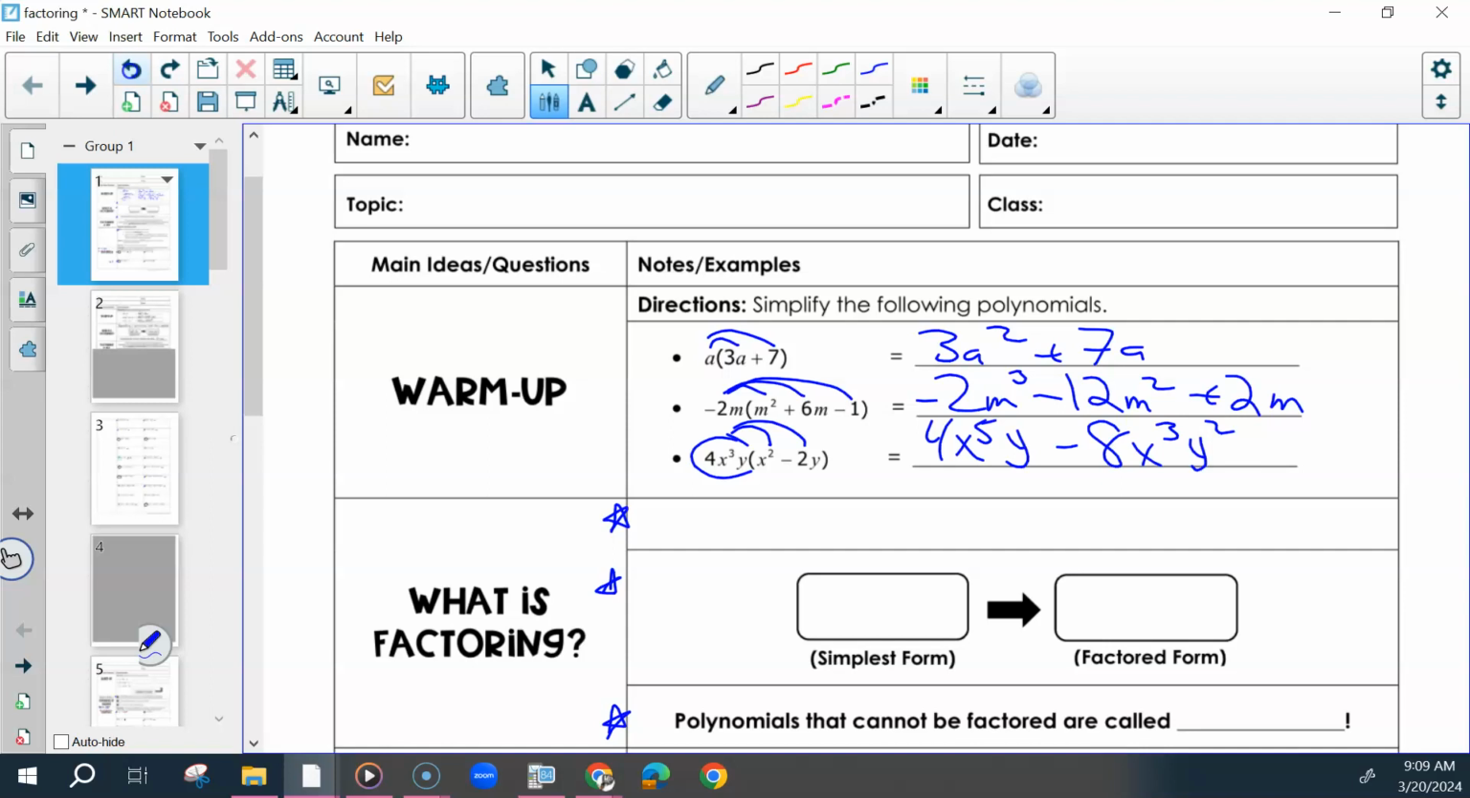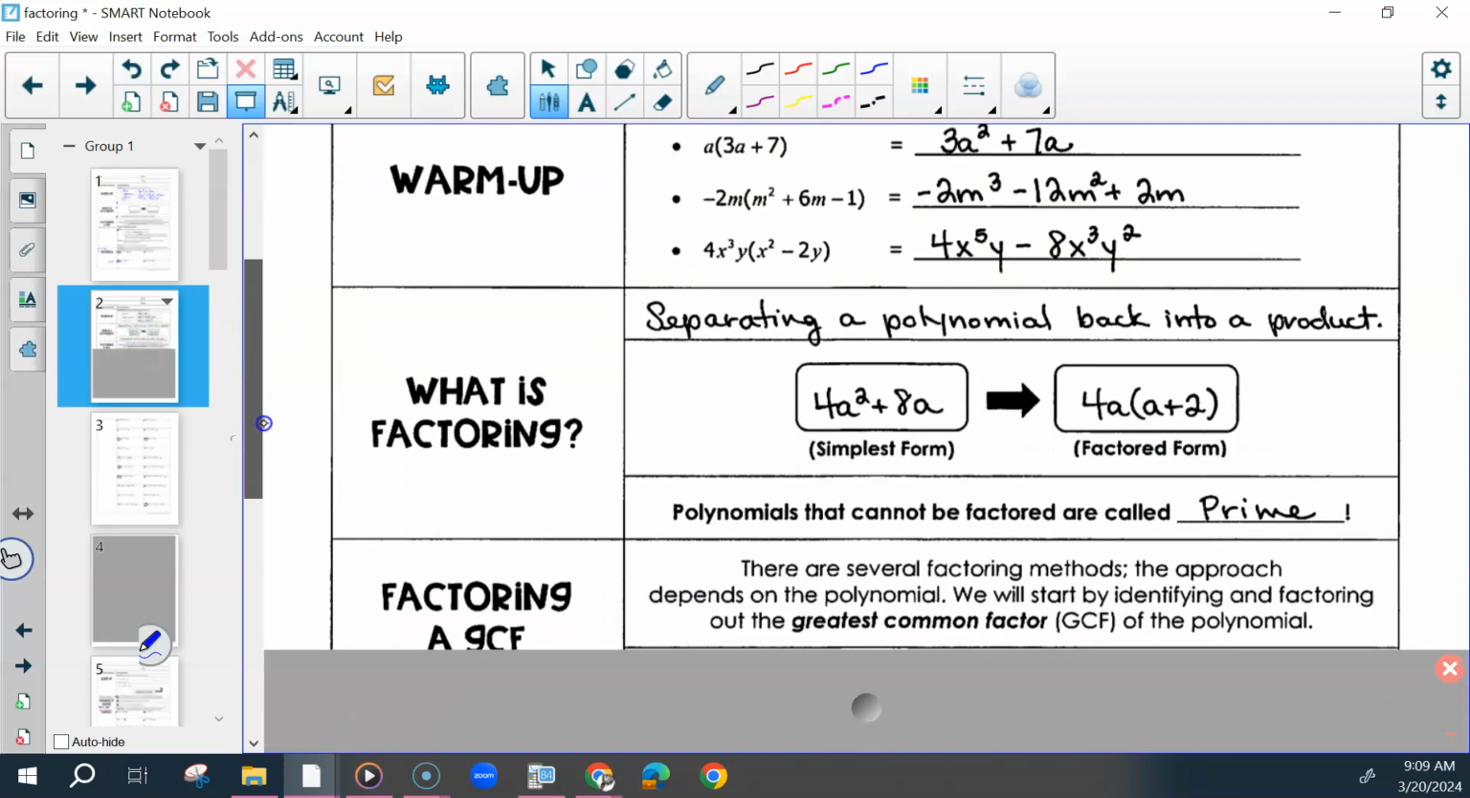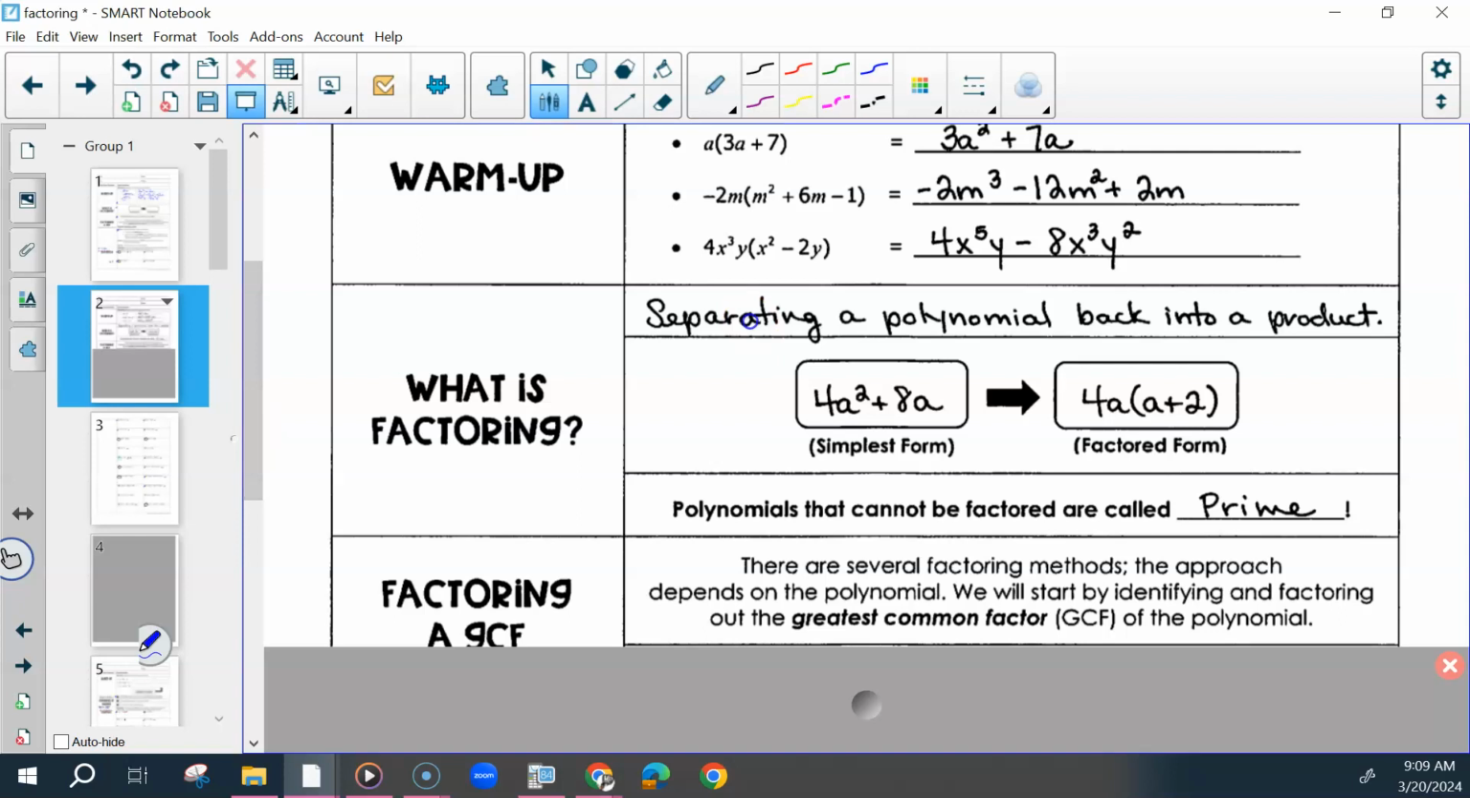Okay. So today we're going to be doing the opposite. We're going to be given a bunch of problems that look like this and convert it back to this. That's what our factoring method is. So I'm going to have you guys write down some definitions. You can write down this, all of this part. So when we factor, we are separating a polynomial, the umbrella term, all of the different kinds, back into a product. I'm going to explain how we do that with this problem here.